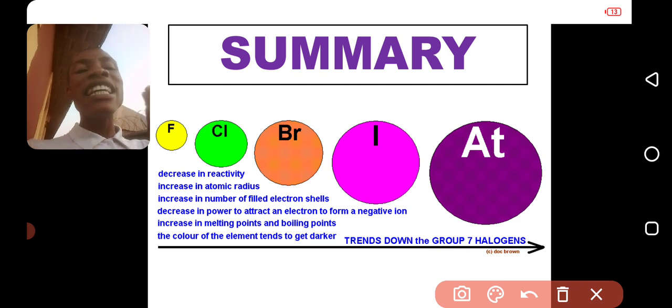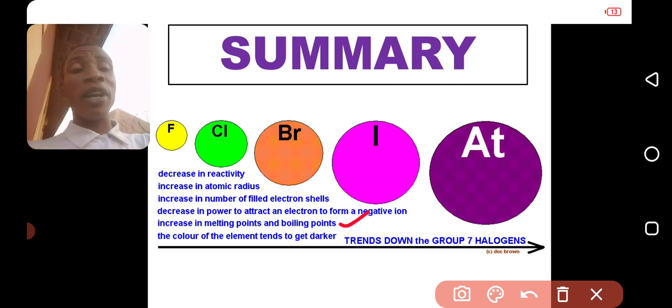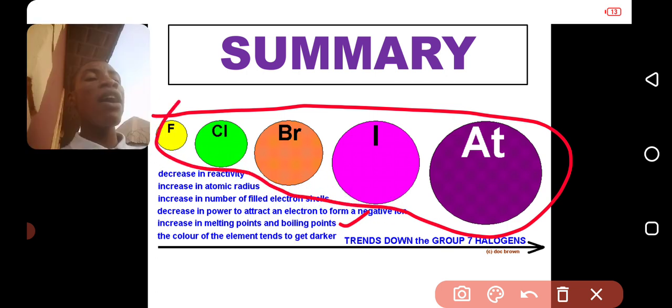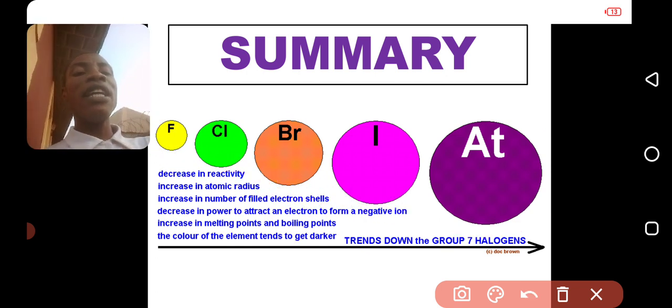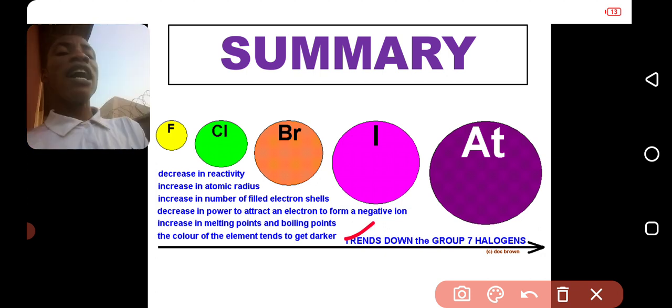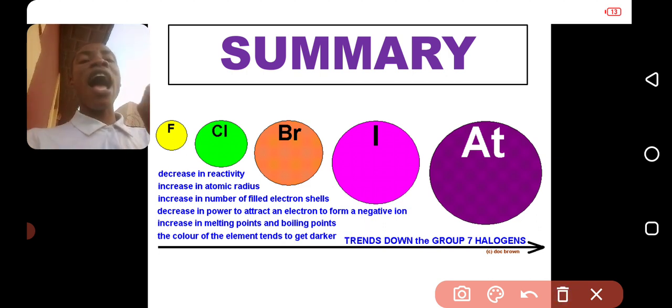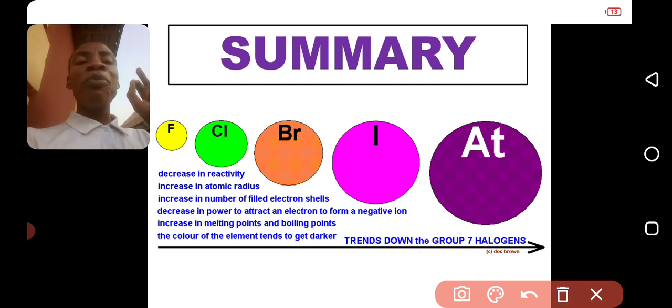And there's an increase in melting and boiling point. You know why? Because there's an increase in intermolecular van der Waals forces. Then finally, the color of the element tends to get darker as you go down the group. So these are the periodicity or the trends that were observed down the group of the halogen series.